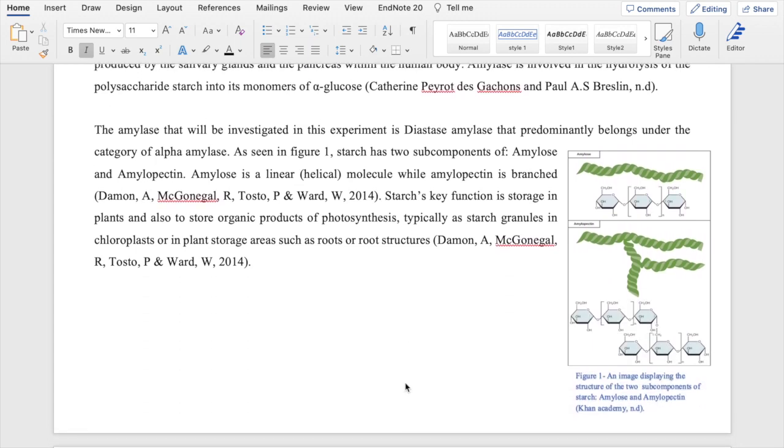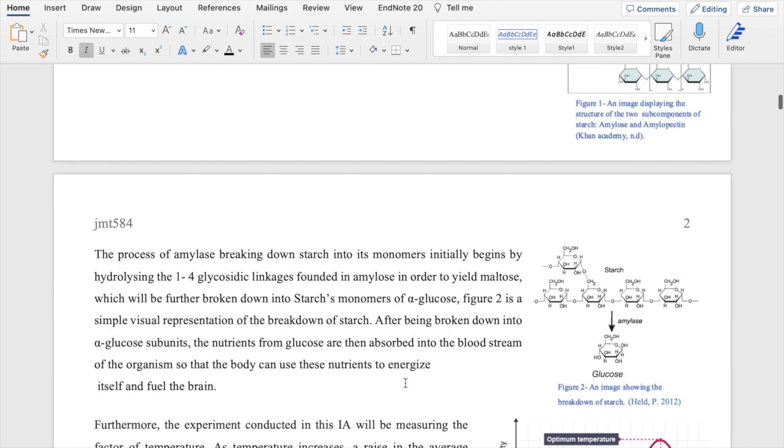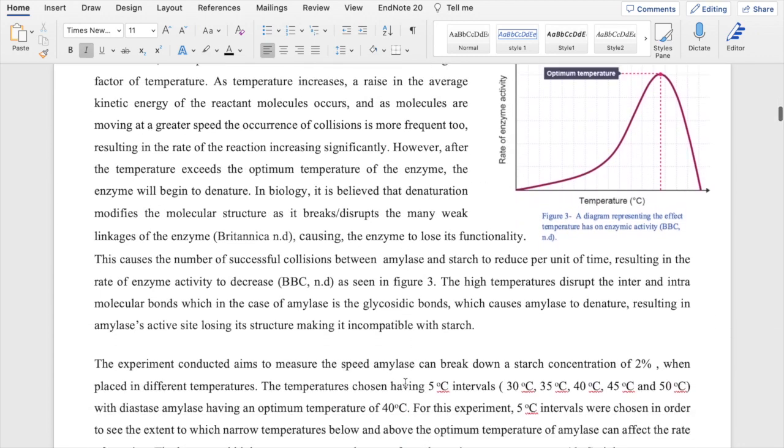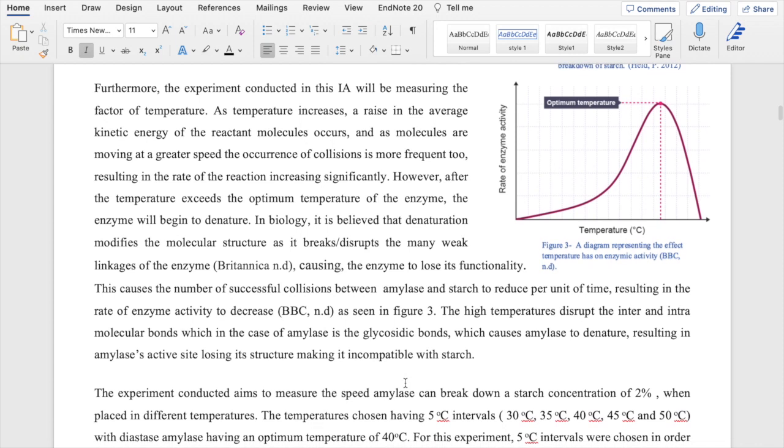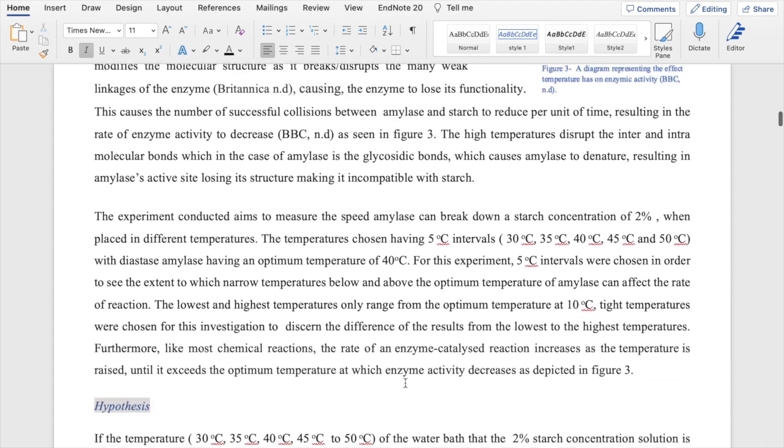Then I also did the same for starch. I talked about amylase and the two variations of amylase, and I also talked about starch and how the enzyme breaks down starch. As you can see, I've explained the diagram over here again. And then lastly, I've explained how temperature in general affects enzymatic activity. So this was a more general look at how the rate of enzyme activity is affected by temperature.